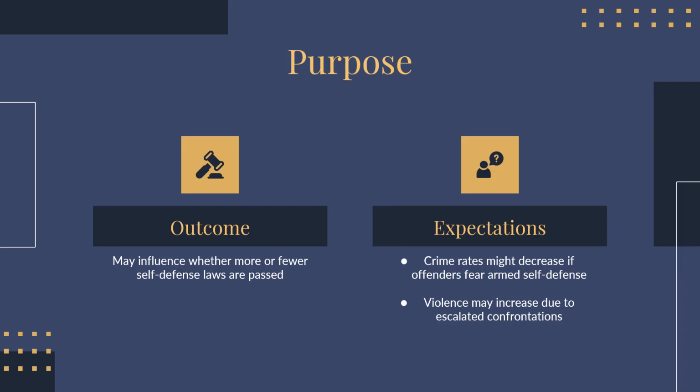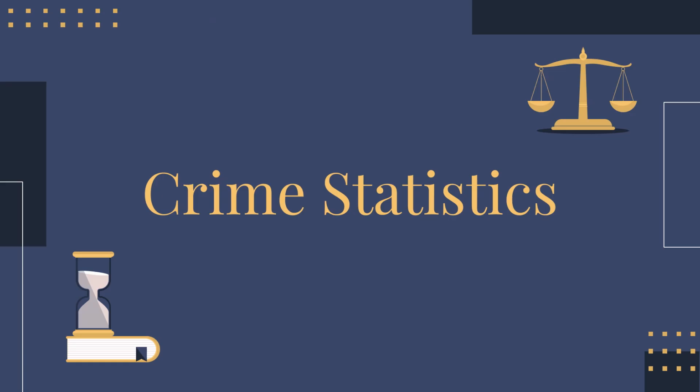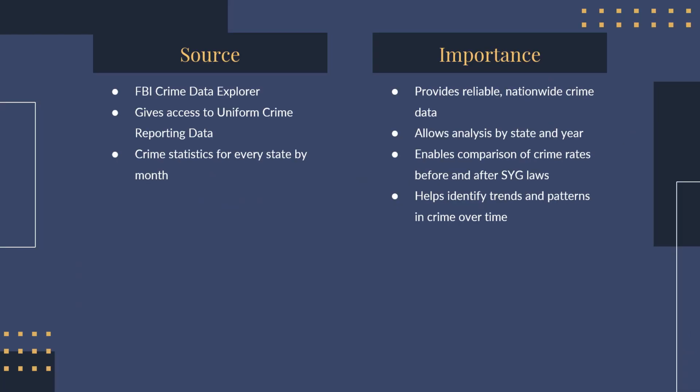And we expect that crime rates might decrease if offenders fear armed self-defense, but violence may also increase due to escalated confrontations. So for the data collection and cleaning, our first source was for the crime statistics, and we found this from the FBI Crime Data Explorer. This gives us access to uniform crime reporting data, and it's important because it provides reliable nationwide crime data. This will allow us to analyze the crime by state and year, allowing comparison of crime rates before and after the Stand Your Ground laws. This will help identify trends and patterns in crime over time.